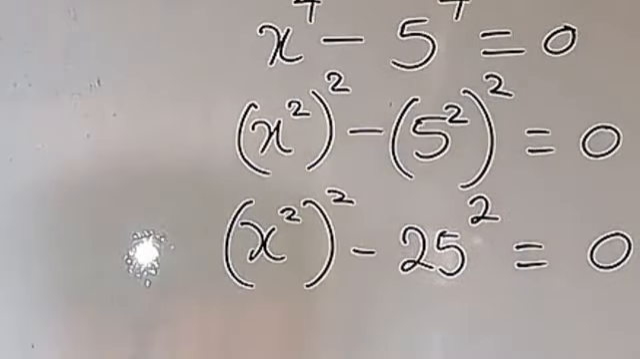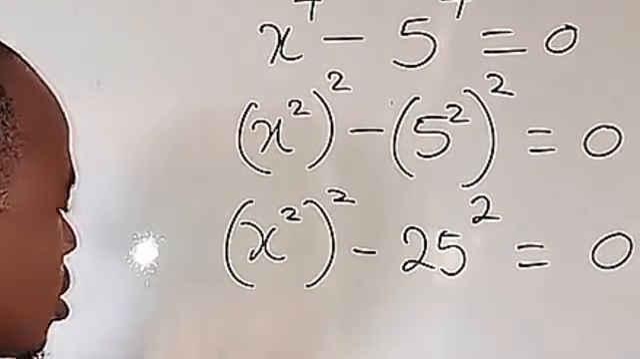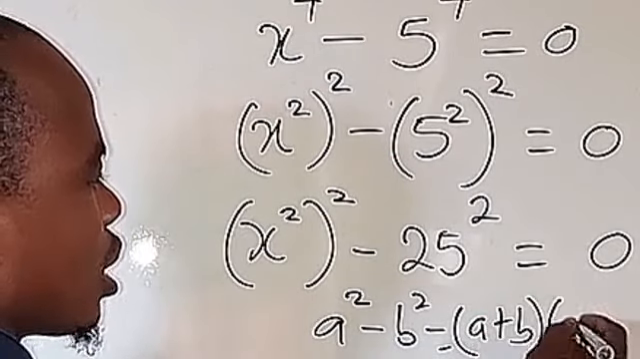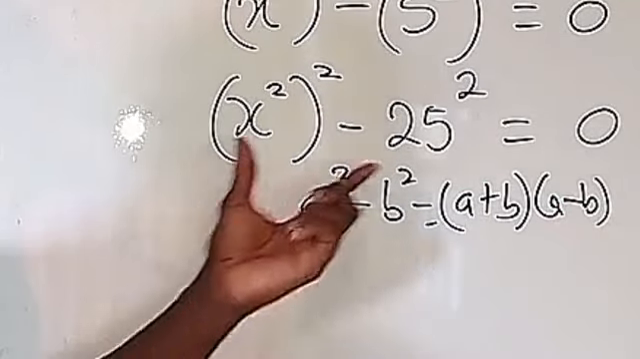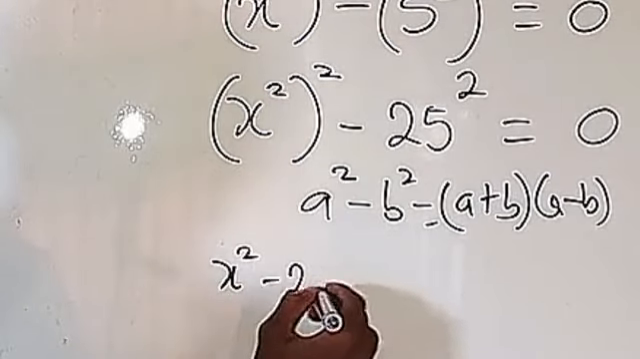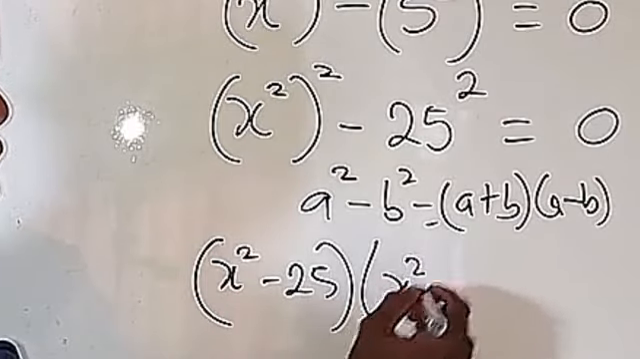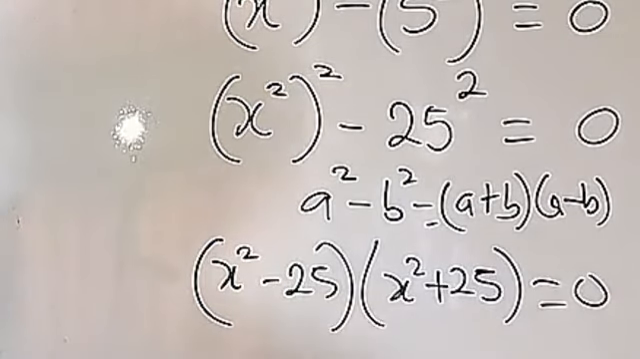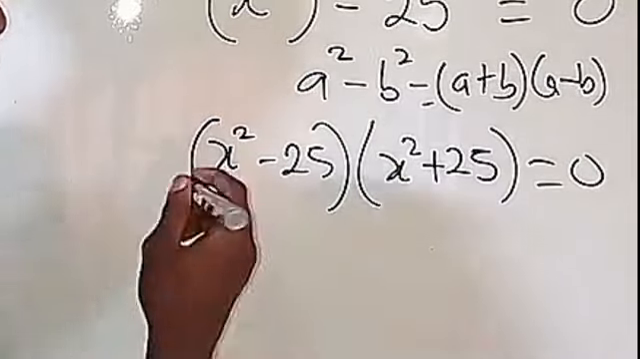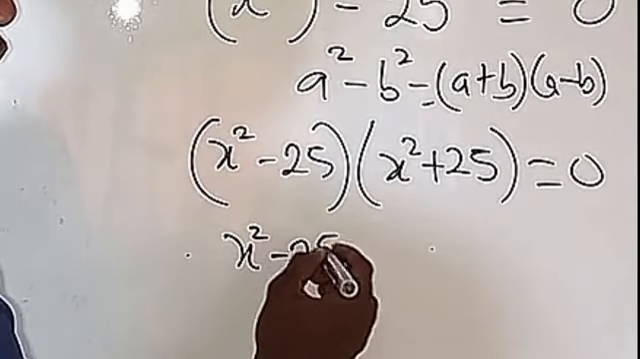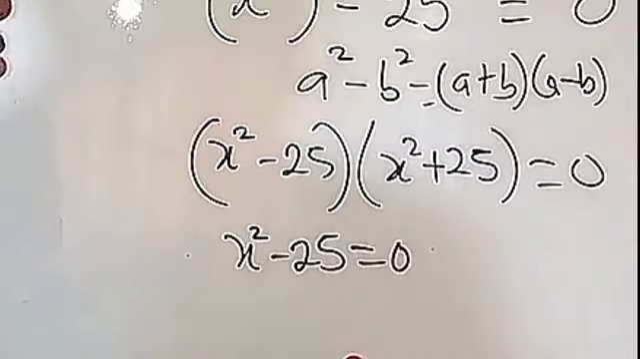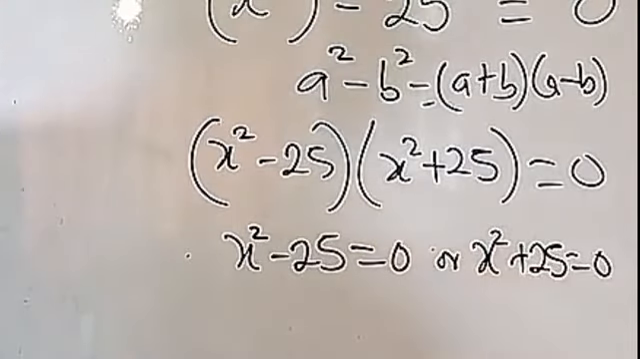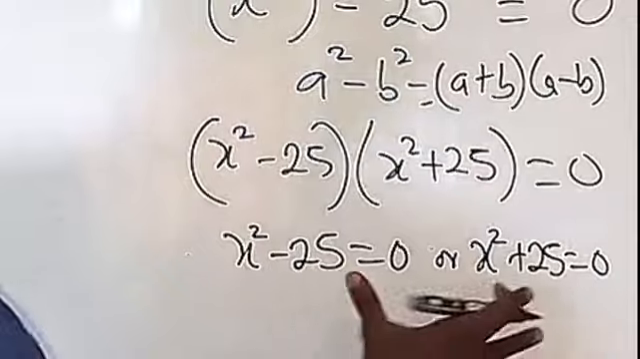So we are going to apply difference of two squares. When you have a squared minus b squared, it gives us a plus b multiplied by a minus b. So we're going to do the same thing here: x squared minus 25, multiplied by x squared plus 25, equals 0. Now this is a zero-form equation. So x squared minus 25 could be equal to 0, or x squared plus 25 could be 0.